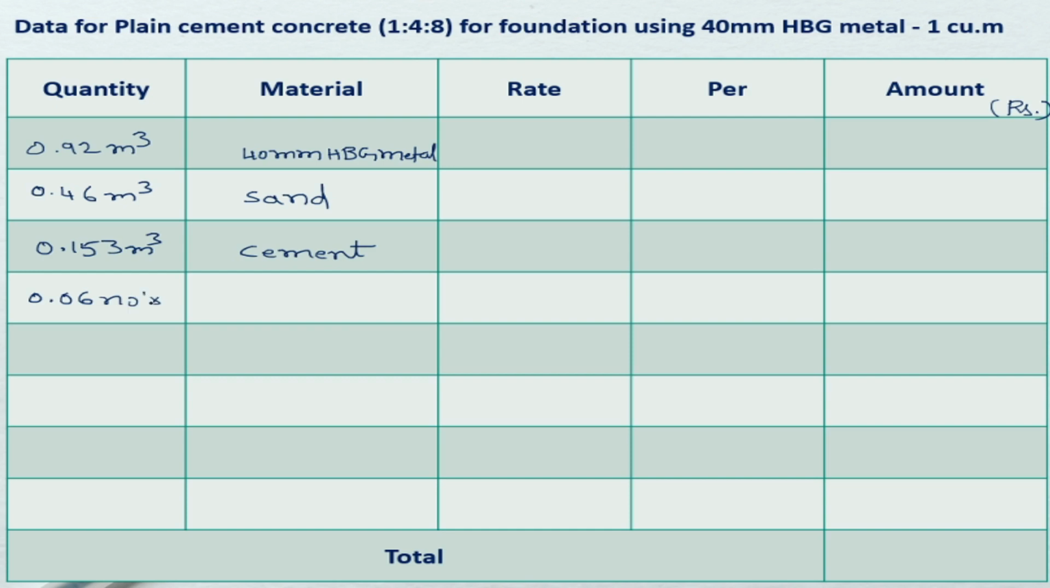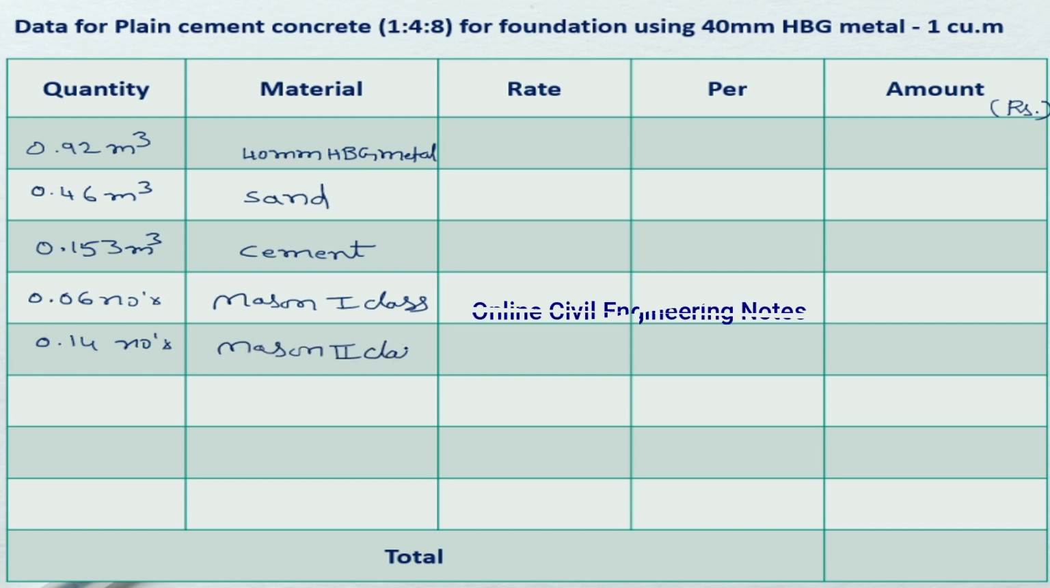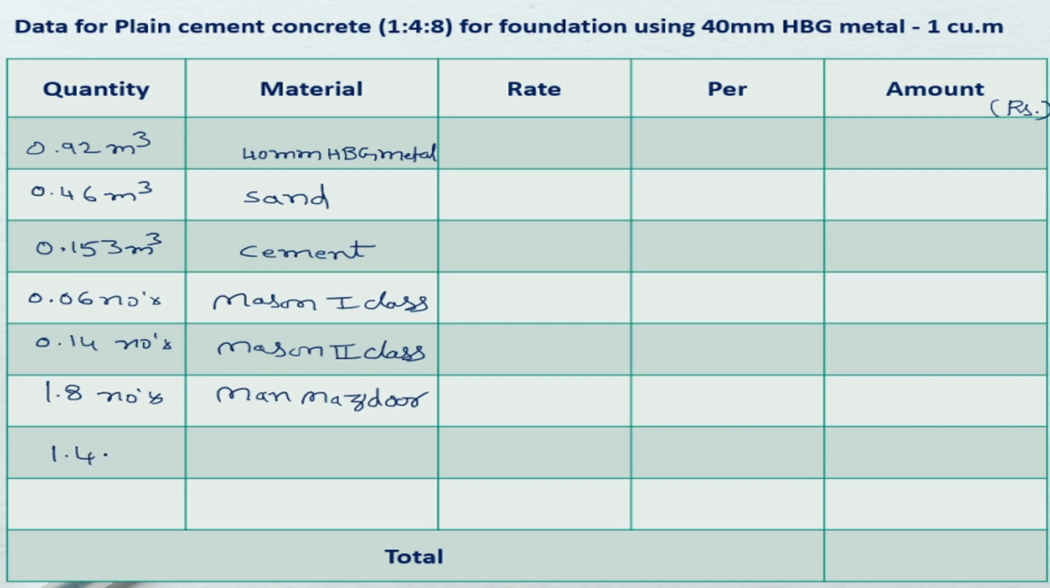0.06 numbers mason first class, 0.14 numbers mason second class, 1.8 numbers man mazdoor, and 1.4 numbers women mazdoor.